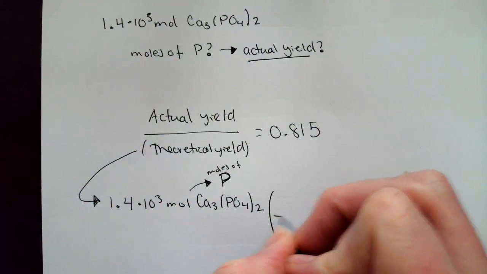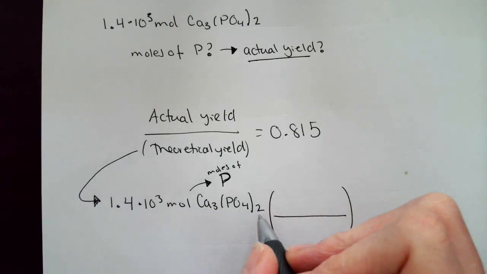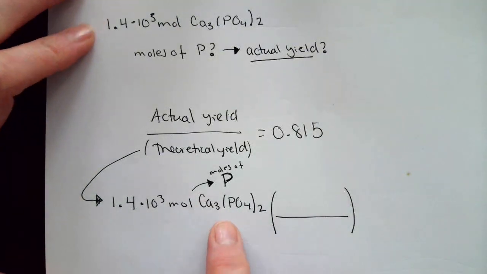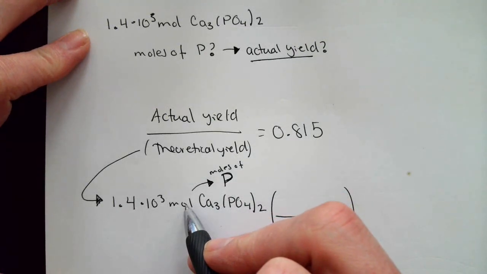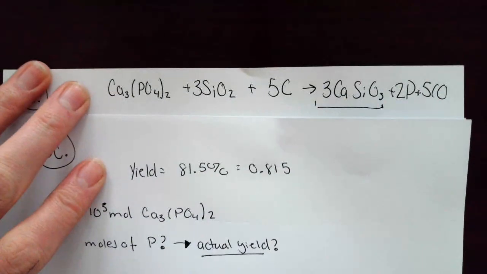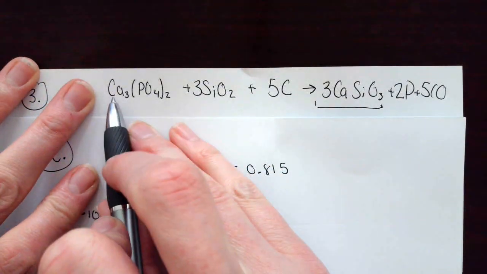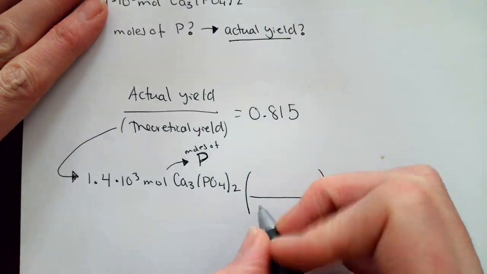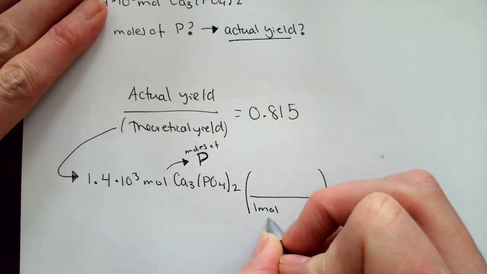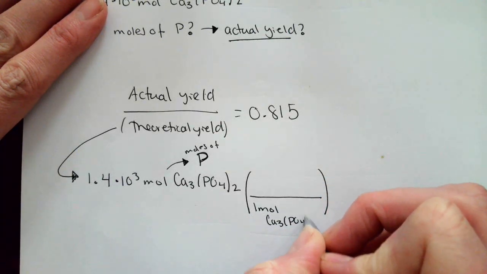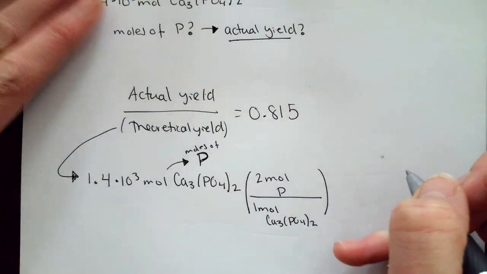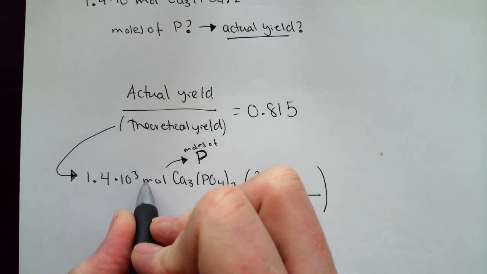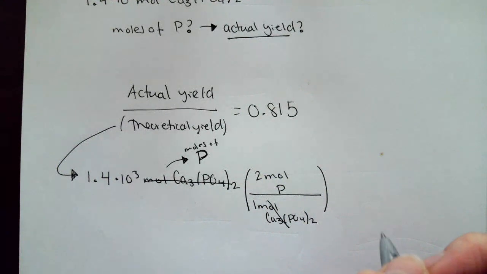All right, so we're going to look at our original problem and see what the molar ratio is between calcium phosphate and phosphorus, because that's where we're going, from moles of calcium phosphate to moles of phosphorus. So we see that there is 1 mole of calcium phosphate per 2 moles of phosphorus. So 1 mole of Ca3(PO4)2 over the 2 moles of phosphorus on top. Remember, you're always going to put this unit in the bottom, and I did, so it crosses out.